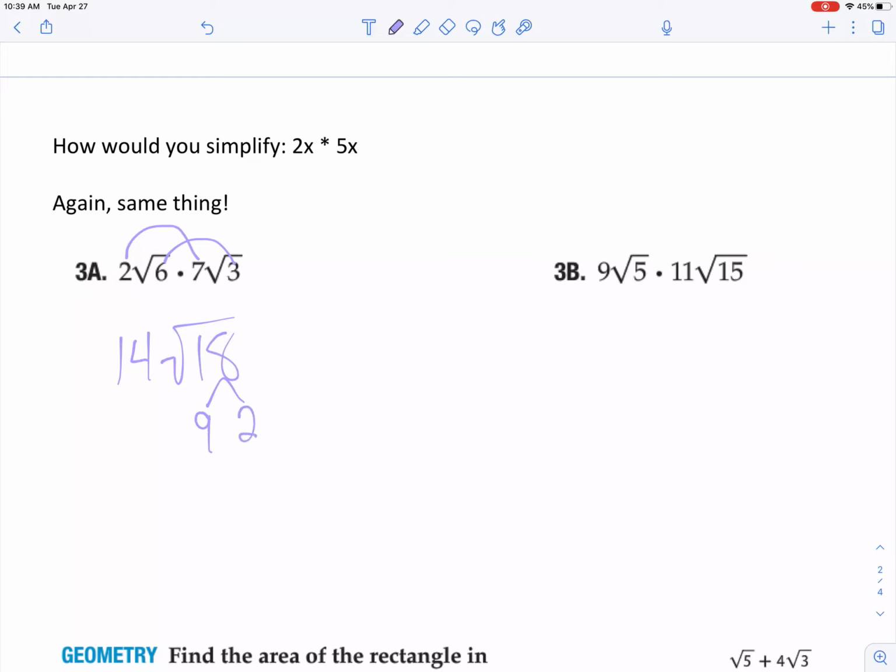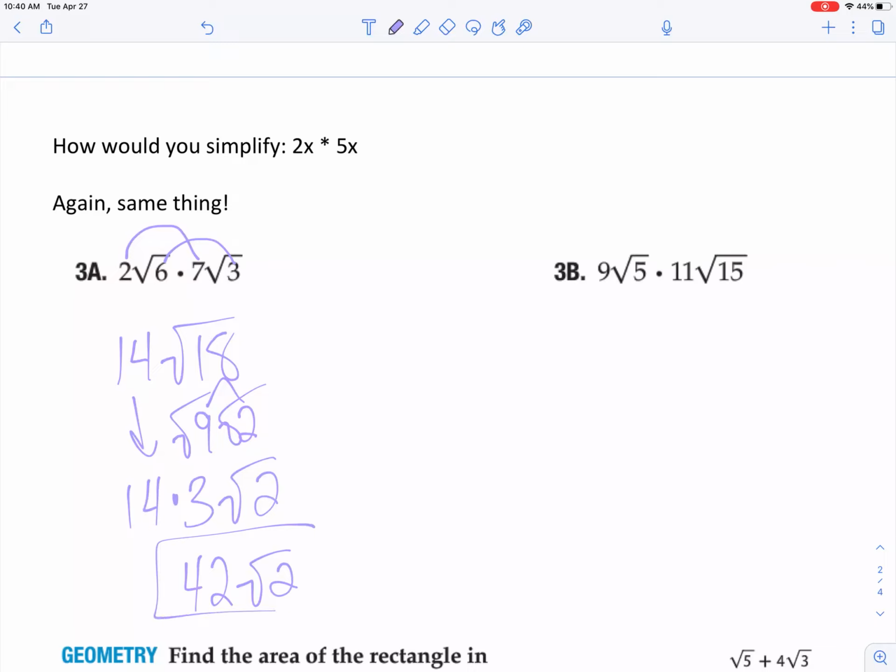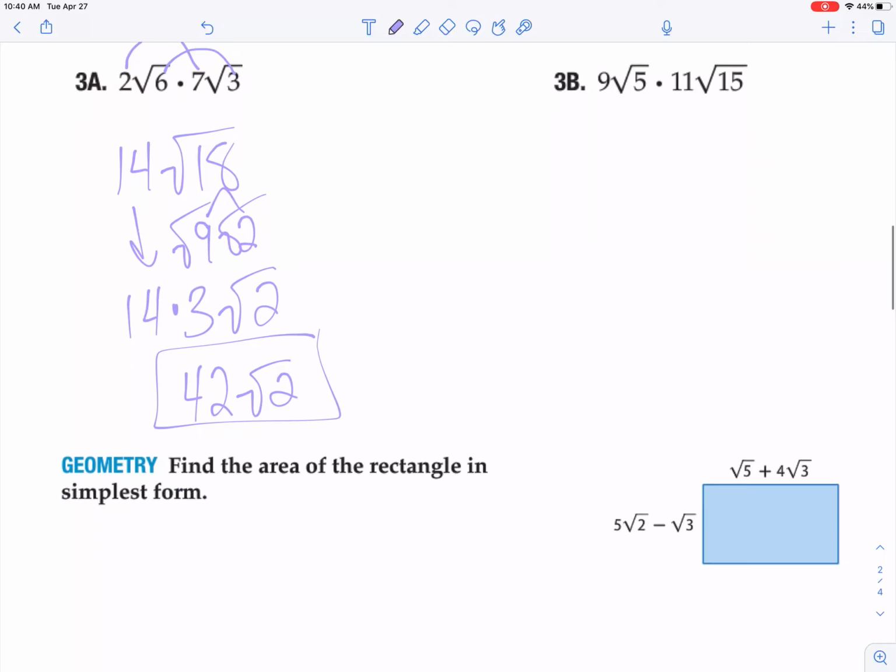This looks like a 9 and a 2. So that's a 3 root 2. Don't forget that 14. And that 14 is being multiplied by that 3. 14 times 3 is 42 root 2.